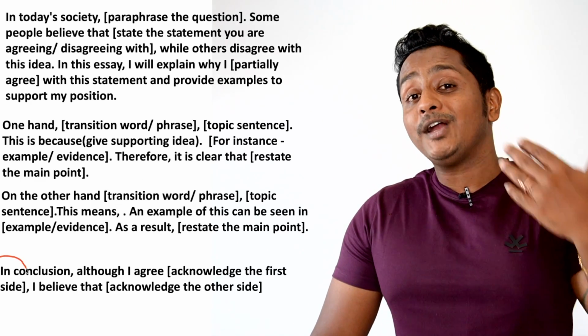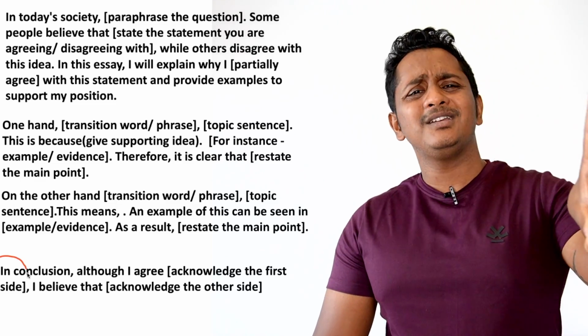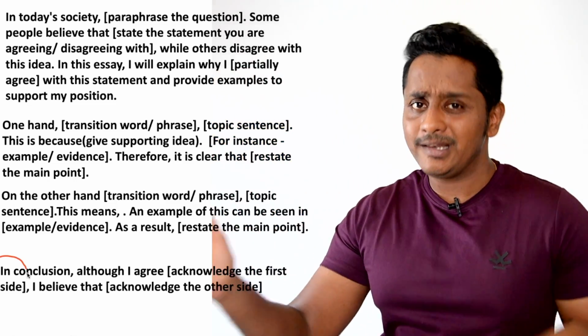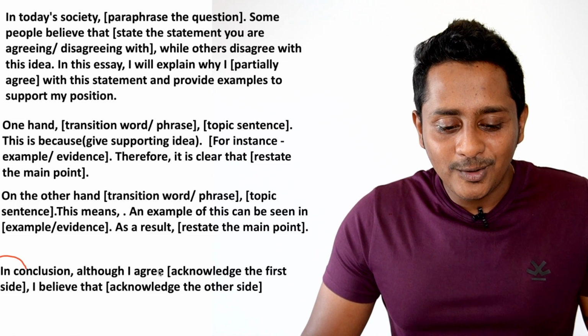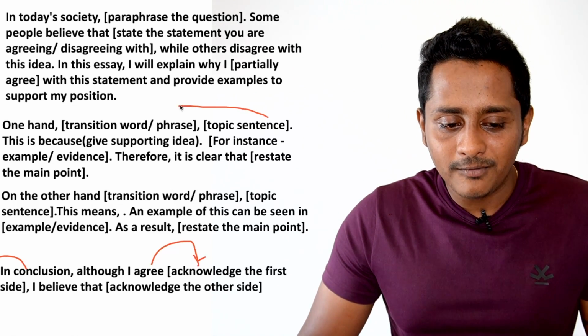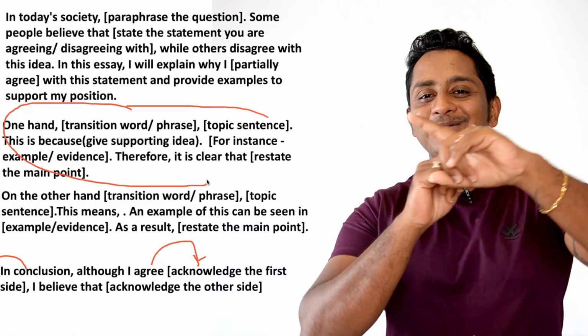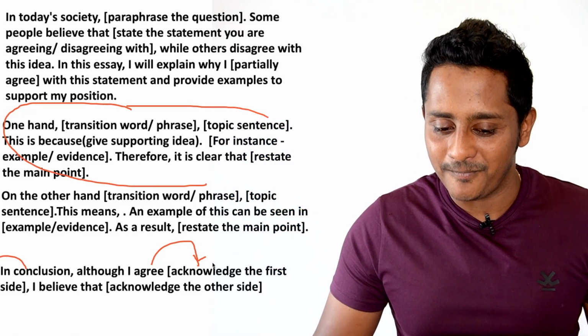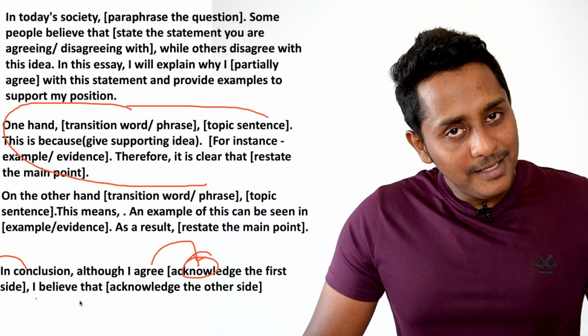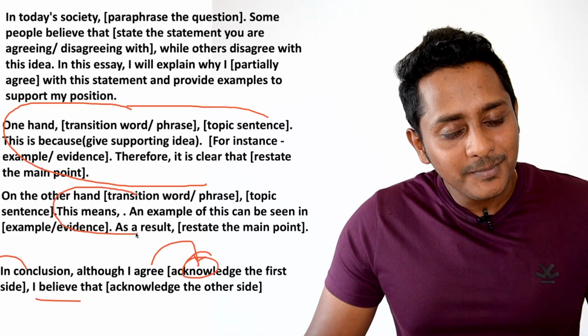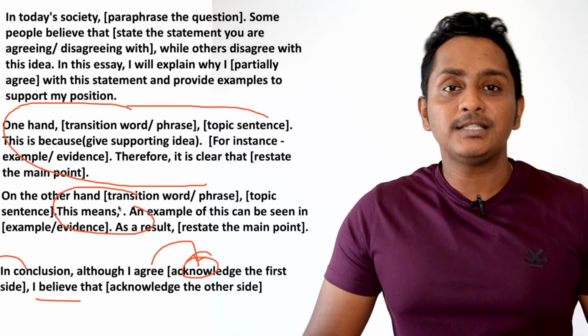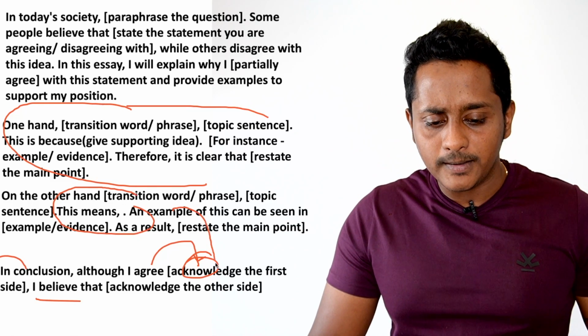In conclusion, it's a partial agreement. So you say, although I agree to this, I still agree to this as well. That's the conclusion. Although I agree, whatever you wrote in the second paragraph, 6-7 sentences, summarize it in one line. That will be here. I believe that whatever you wrote in the third paragraph in 6-7 sentences, summarize that in one line. That will be here.